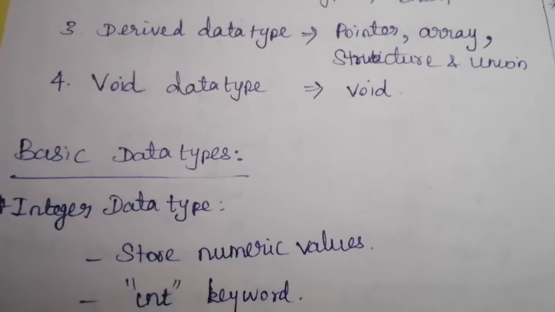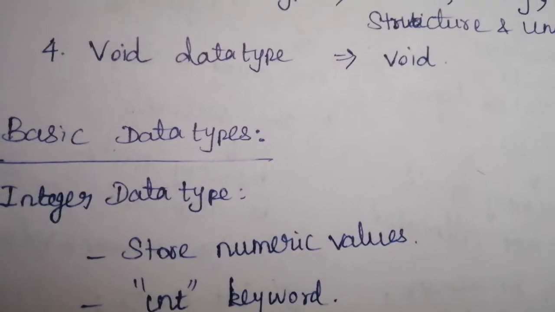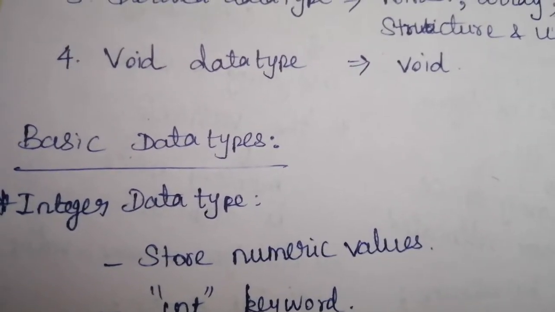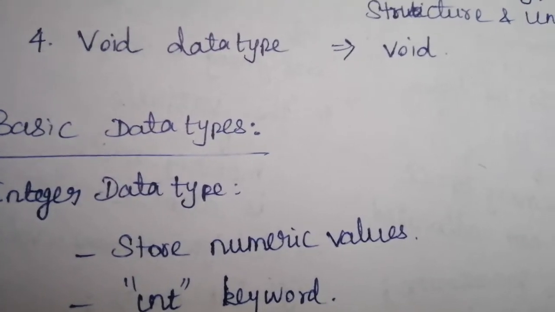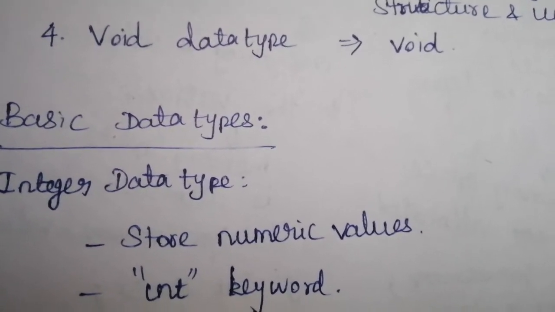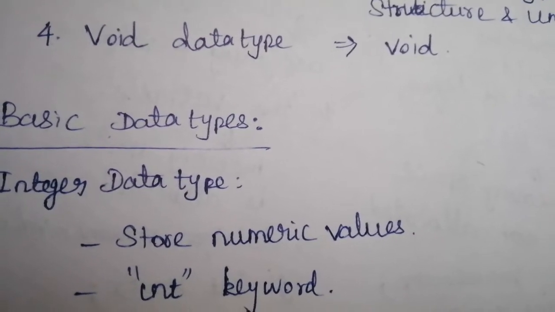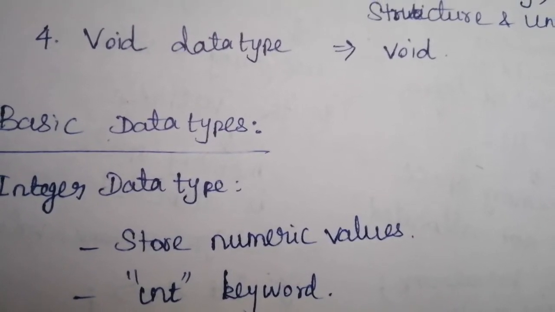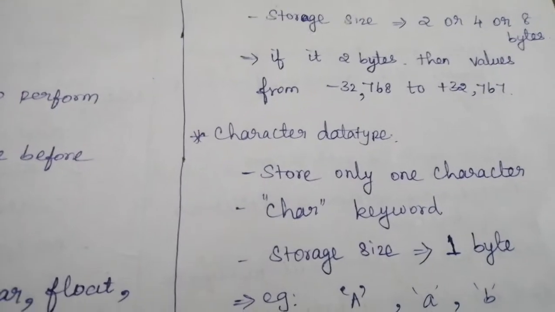Basic data types. It has four classifications: integer data type, character data type, floating point data type, and double data type. Integer data type. This particular data type allows a variable to hold numeric values, that is, it is used to store numeric values. Here the keyword used is int, which represents an integer data type. The storage size of the integer data type may depend on the processor we are using.